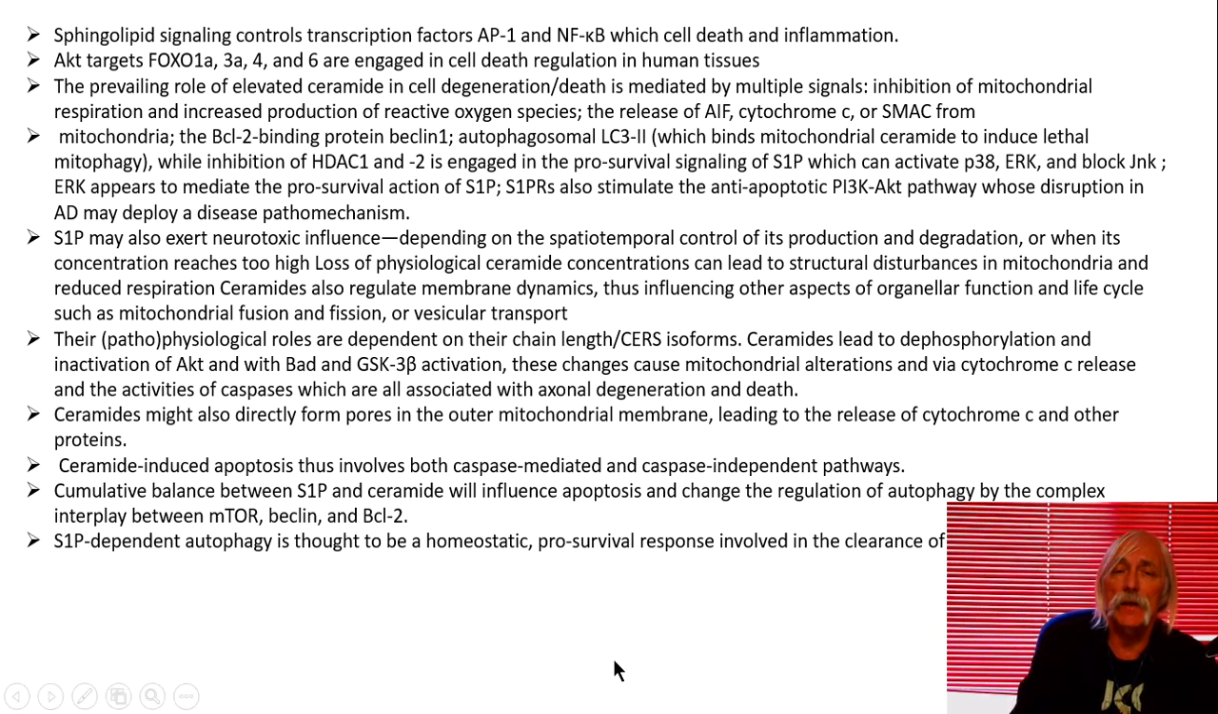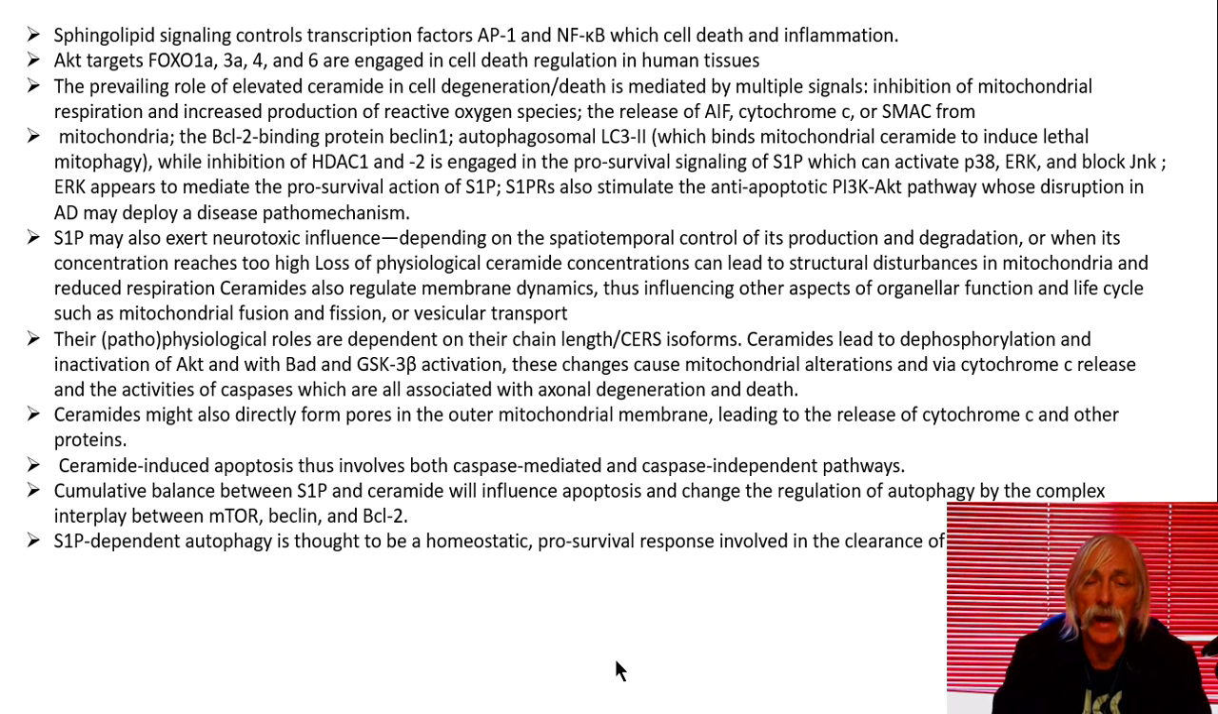The prevailing role of elevated ceramide in cell degeneration and death is mediated by multiple signals, as we just saw: inhibition of mitochondrial respiration, generation of reactive oxygen, blocking of NADH oxidation, for example. Partially reduced forms of oxygen will do that to you. They inhibit complex I in the electron transport chain, that is. The BCL2 binding protein Beclin-1 and autophagosomal LC3-II bind mitochondrial ceramide to induce lethal mitophagy, which starts to cause the degradation of mitochondria, which of course can induce programmed cell death.